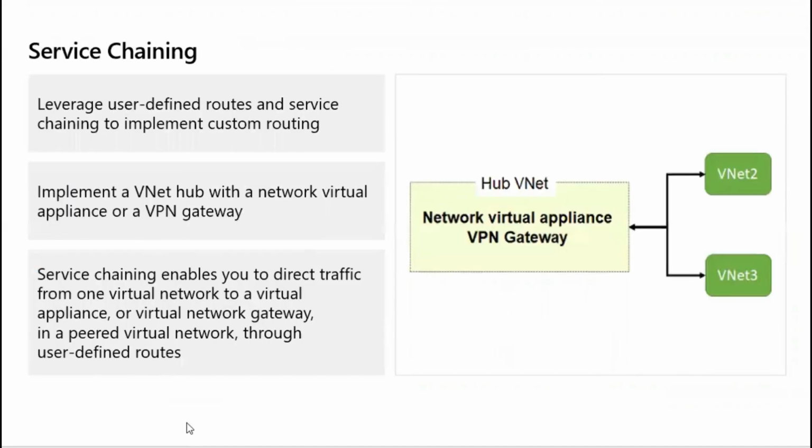Service chaining. Leverage user-defined routes and service chaining to implement custom routing, implementing a VNet hub with network virtual appliances or a VPN gateway. Service chaining enables you to direct traffic from one virtual network to a virtual appliance or virtual network gateway in a peered virtual network through user-defined routes.